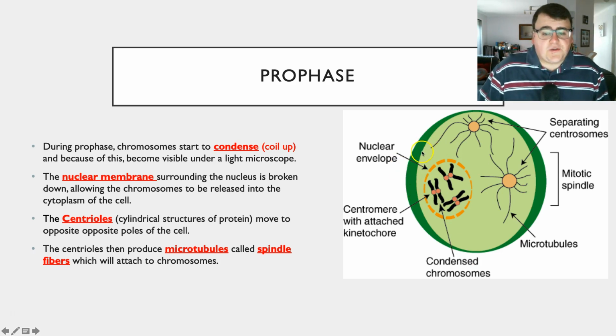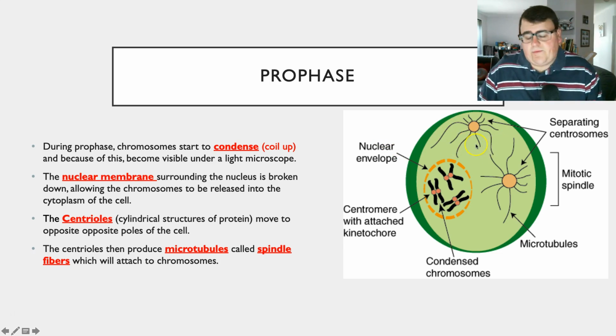We also have our centrioles, which are cylindrical structures of protein, move to opposite poles of the cells. So we have our centrioles, which are moving to opposite poles of the cells, and those centrioles are also starting to produce microtubules called spindle fibers. And those spindle fibers will be really important in the next stage.